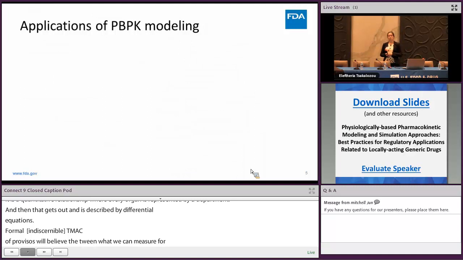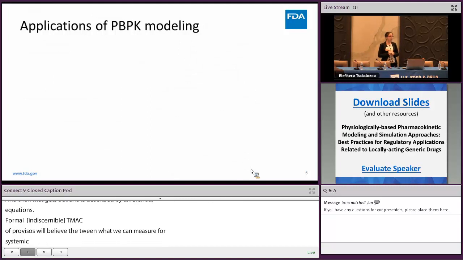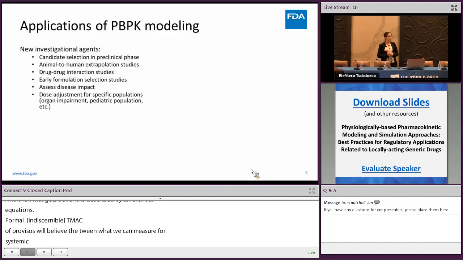PBPK modeling was introduced in the 1960s or 70s. However, it has gained a lot of traction, especially with regulatory submissions, in the last 20 years. And this is a list of how it can be used in the realm of the new drug case and the new drug agents.